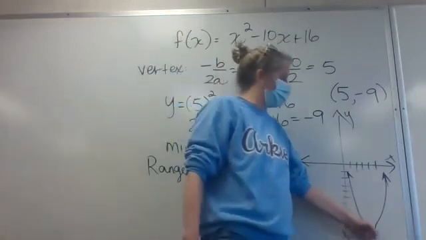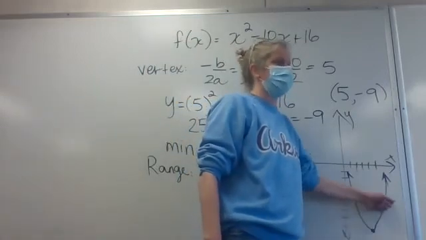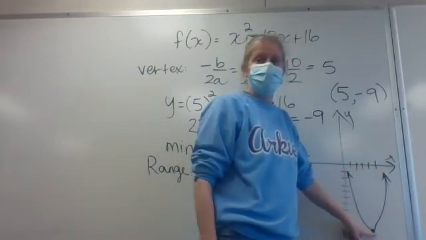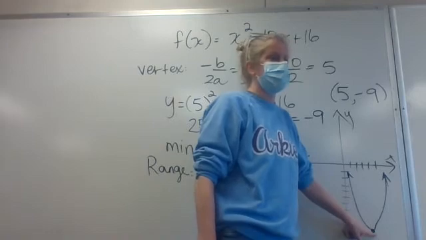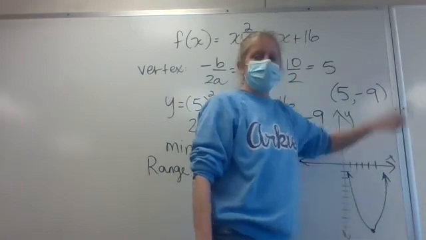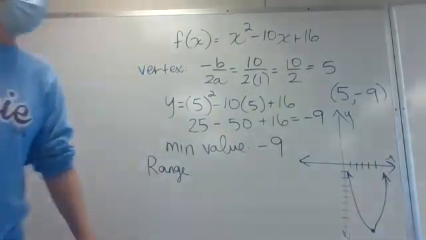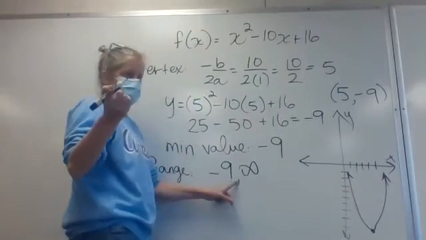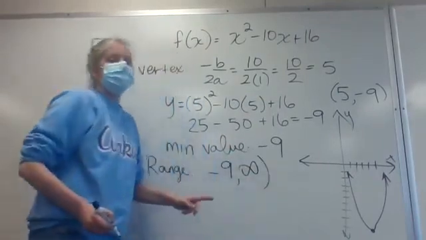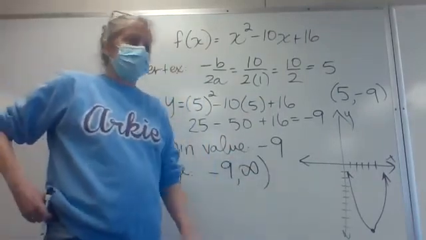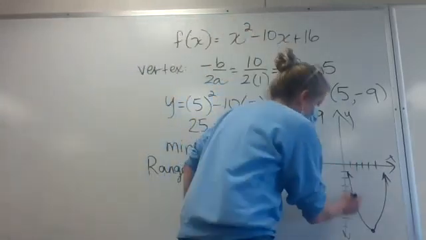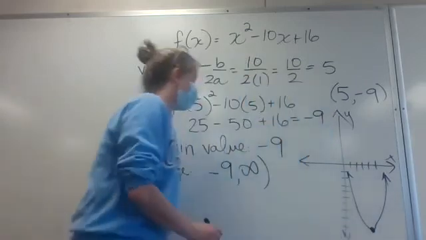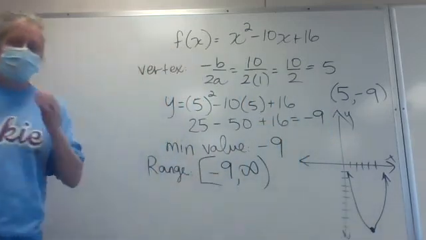Where do the numbers go up? Your y's do from here. They go to infinity. So the range starts, right? Because that's the very lowest number of the range is negative 9, but then they go up forever. So I want to talk about negative 9 to infinity. What always goes around infinity? Parentheses. That's exactly right. My graph does cross through negative 9. That's why the negative 9 has a bracket around it.